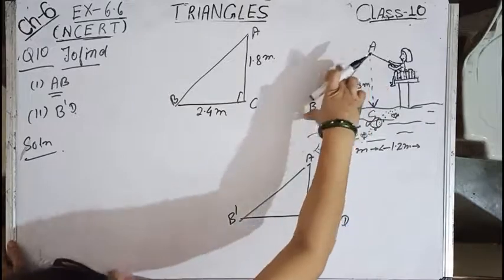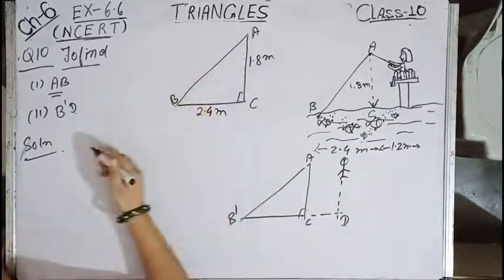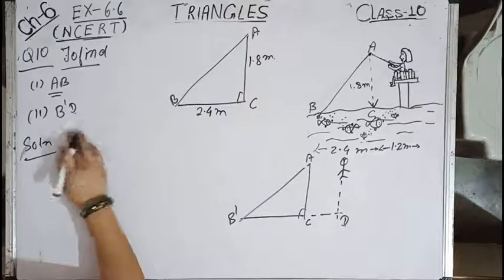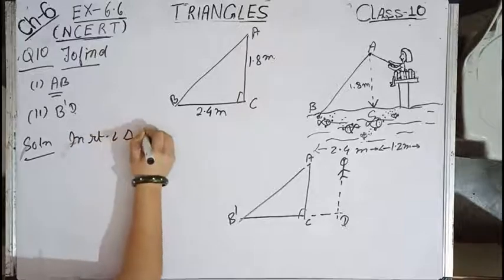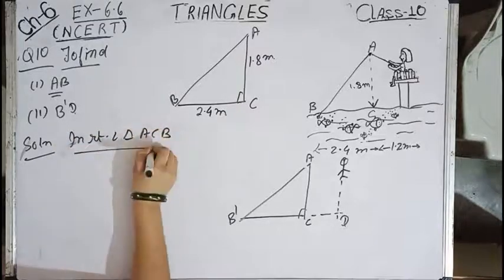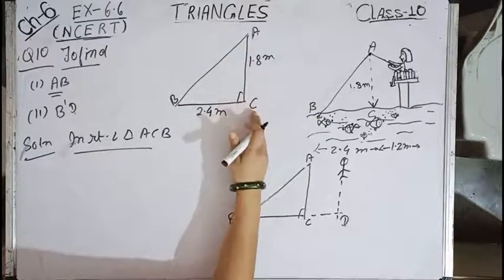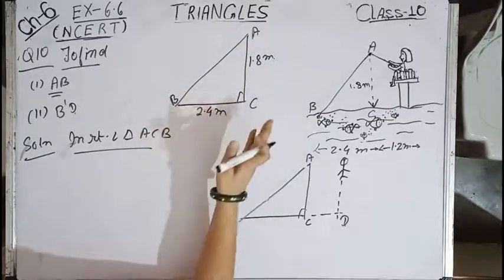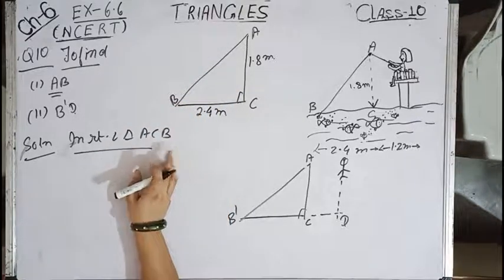First we have to find the length of the string. So let us find the length of the string, that is AB. Obviously, in right angle triangle ACB, children, write the introduction. Let A be the position of the tip of the rod, BC be the horizontal distance. We have to find AB. So that introduction part you can write on your own.